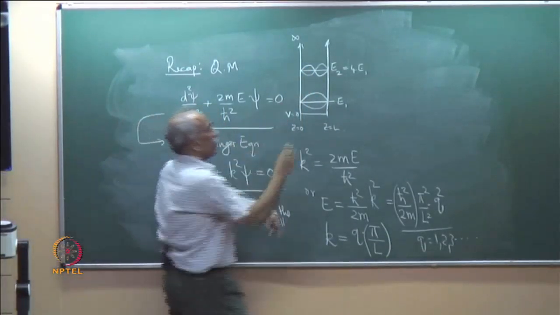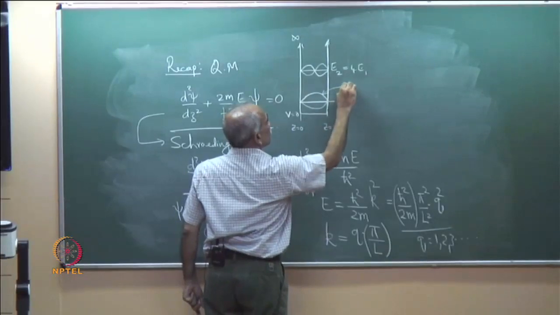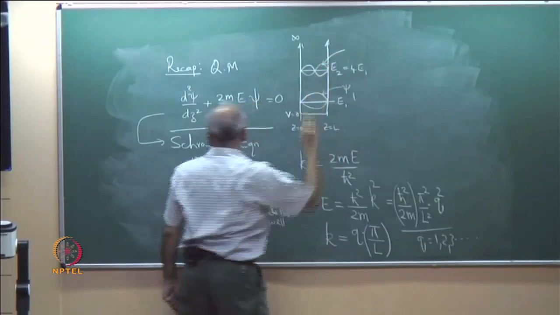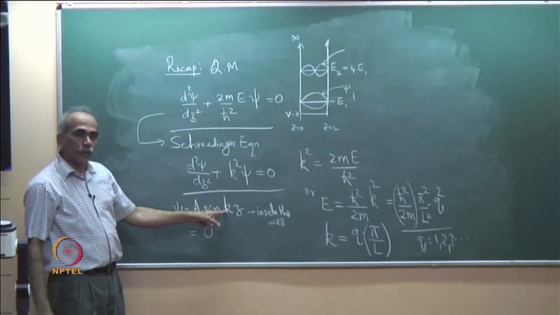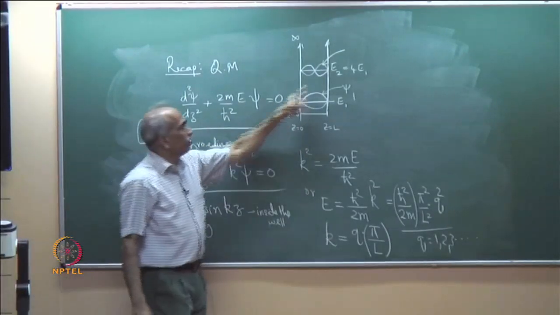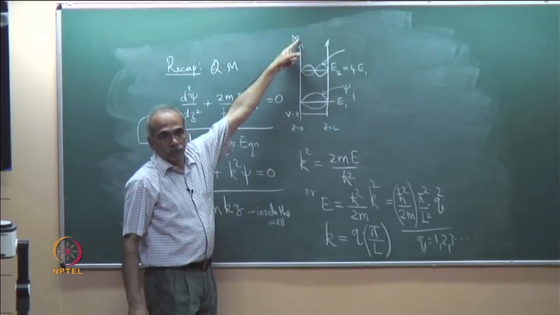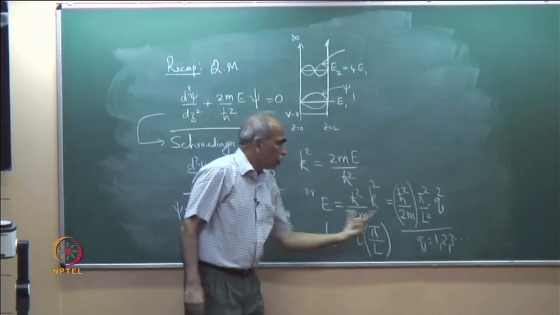So, these are the psi. This is psi 1 and this is sinusoidal. As you can see, it is sinusoidal, and k contains a q there, and therefore you have various solutions. So, these values can be directly obtained.